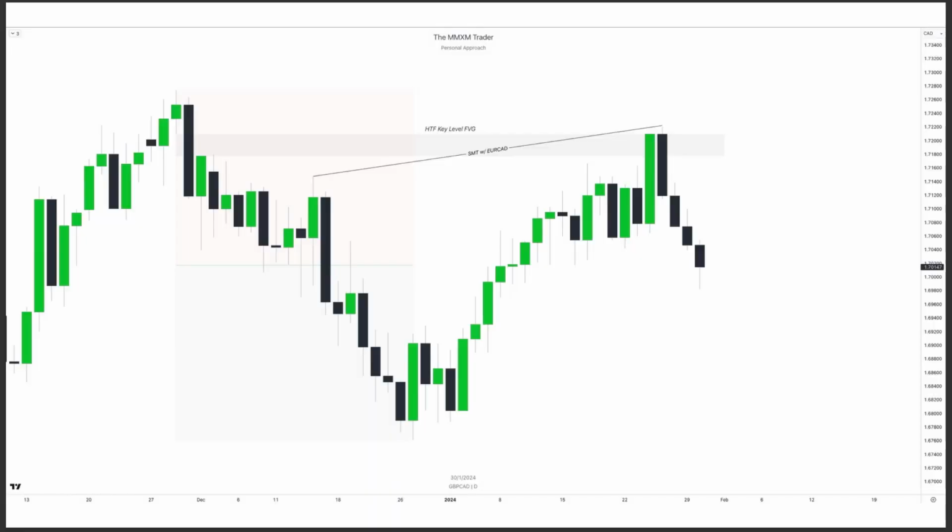So we've got a daily chart over here, GBP CAD. Again, as always, map out your premium and discount. Very important. Discount over here, premium over here, and then look for a high time frame key level. We've got that fair value gap over here in premium, and we have SMT making it higher probability, right?